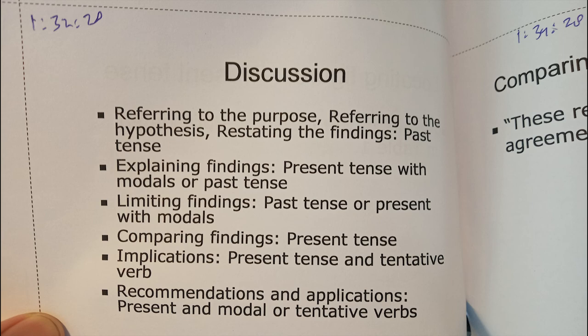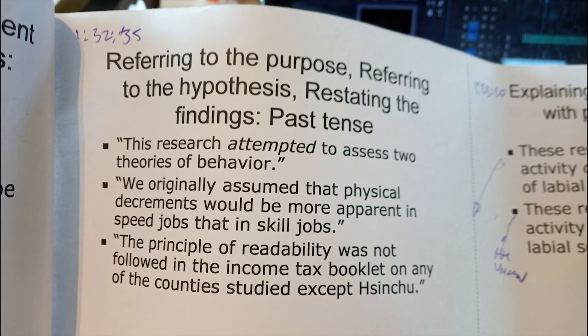Let me give you a few examples. This research, my research, attempted. I'm not going to say attempts, because the attempting is over now, right? The research is over now. Attempted, in the past, attempted to assess. We originally assumed. The assuming is over now. It's in the past now. I'm using the word we. Is it okay to use we? It's the discussion section. Remember the discussion section? We can use we. So that's all right.